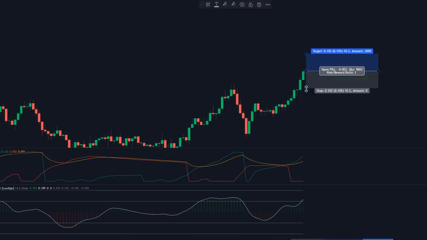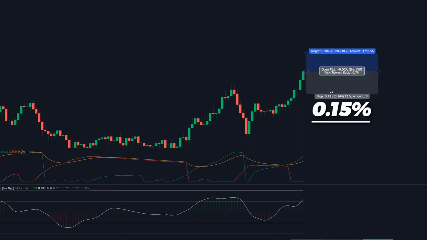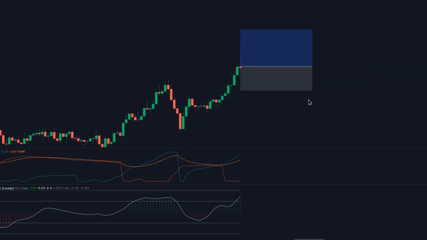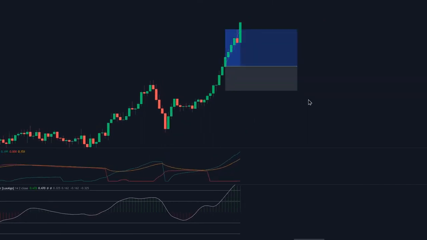We're gonna set our stop loss at a percentage value of 0.15. You're gonna be looking at this number for the percentage value. And then for the take profit, we're gonna go with 1.5 times the risk. Letting this trade run, and as you can see, it hits take profit.